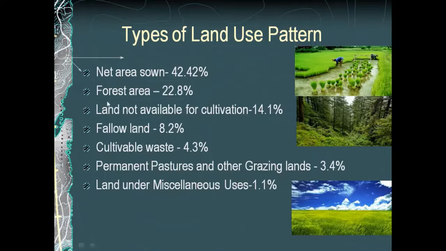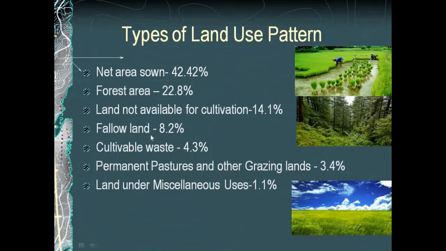And land not available for cultivation. Actually it is possible to cultivate but not available because of roads, railways, canals, mountains, human settlements and sandy waste. We can use this land, but we are using that land for roads, railways, etc. That's why it is used for non-agricultural purposes. And it is largely found in Assam, Manipur and Sikkim and less in Goa, Kerala, Odisha and Maharashtra.